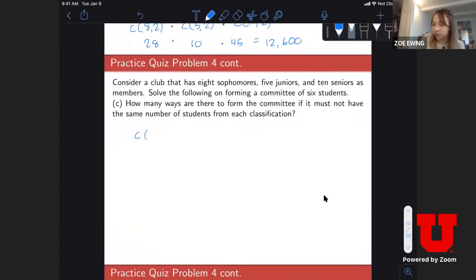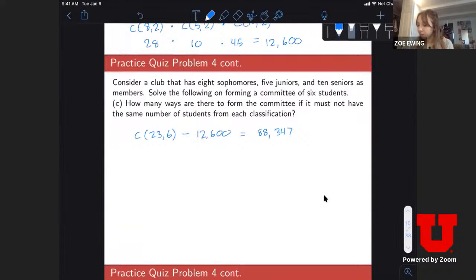So we found this in part A, is the total number of ways to pick a committee. And then we subtract the 12,600 that we got from part B. And that ends up coming out to 88,347. Okay, does it make sense why we did all of that?